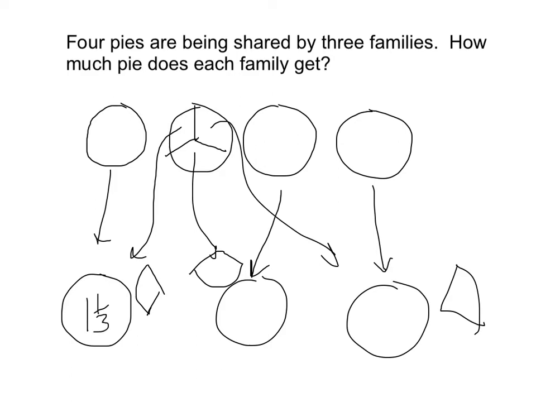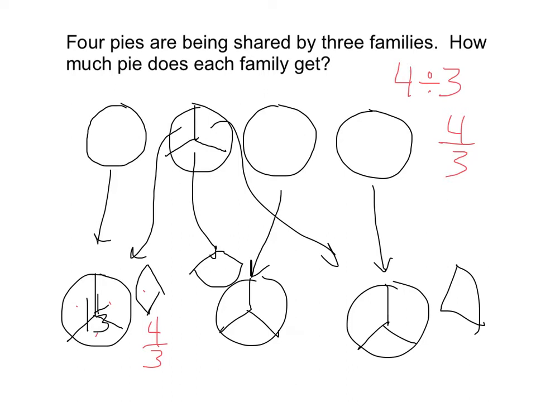Now, if I were to take the whole pies and divide those up, you would see that we would have 1, 2, 3, 4 thirds for every family. Well, if you look here, we had 4 pies. We were dividing amongst 3 families, and we got 4 thirds. You can see that they have 4 divided by 3. This division sign works just like a fraction bar.